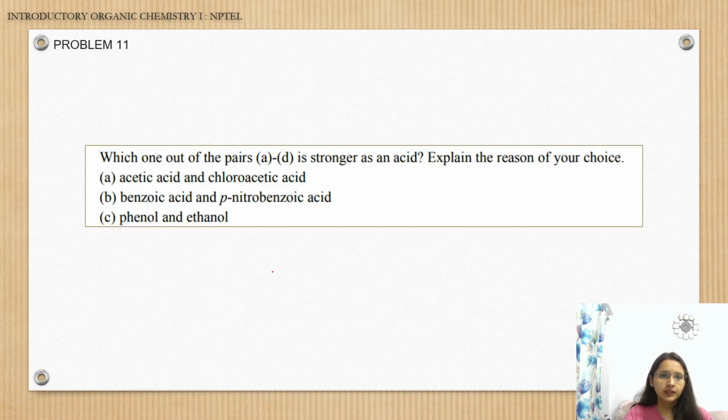Okay. So now coming to problem number 11. Which one out of the pair A to D is a stronger acid, and explain the reason for your choice. So amongst these pairs you have to decide which is the stronger acid. Coming to part A, acetic acid and chloroacetic acid.